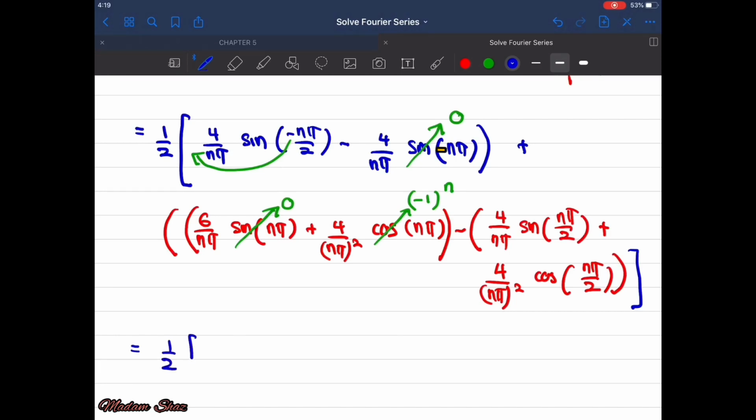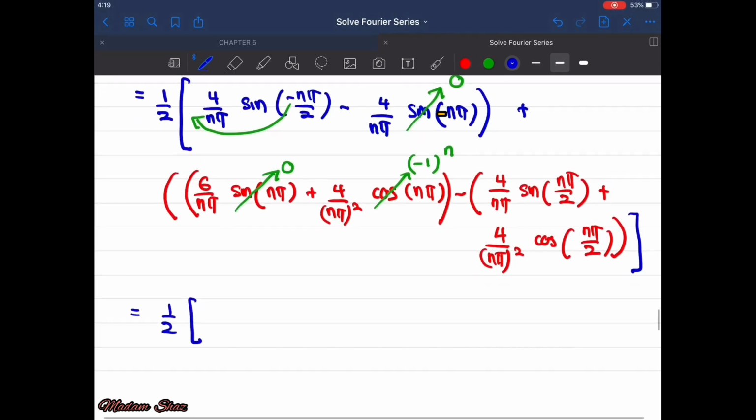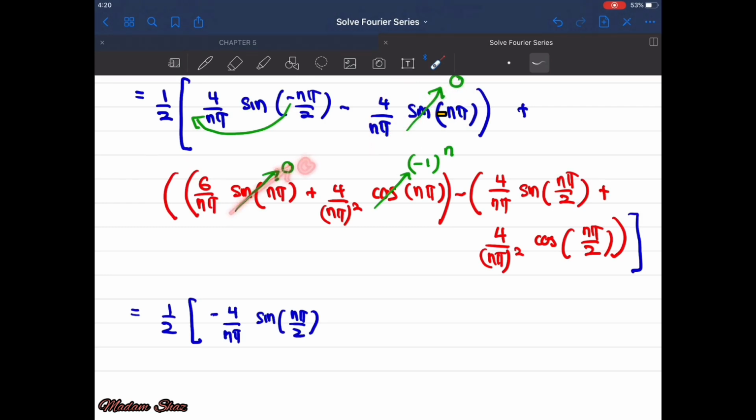1 over 2, open the bracket. Negative bring to the front. So this one will become negative 4 over n pi sine n pi over 2. This one multiply 0, the whole thing will become 0. So the same thing, this one will become 0.